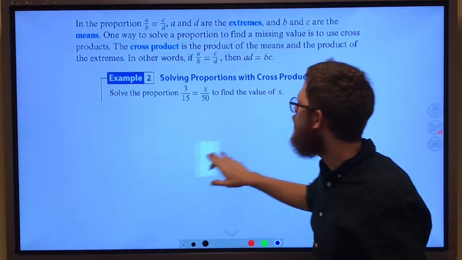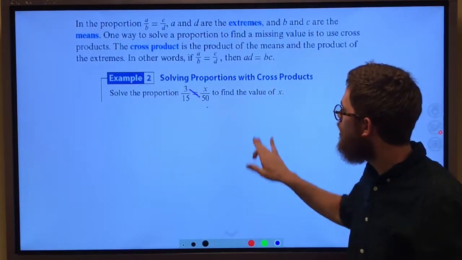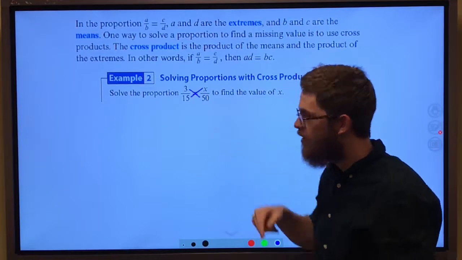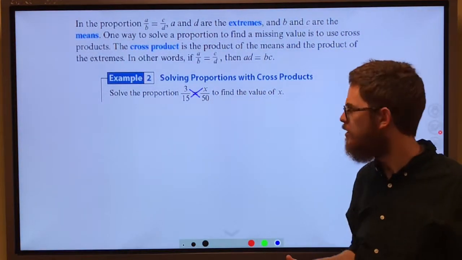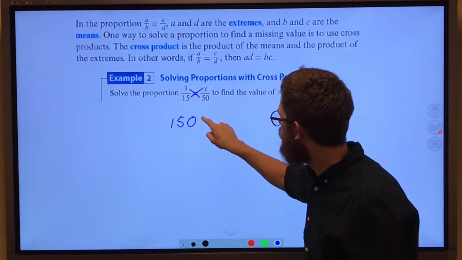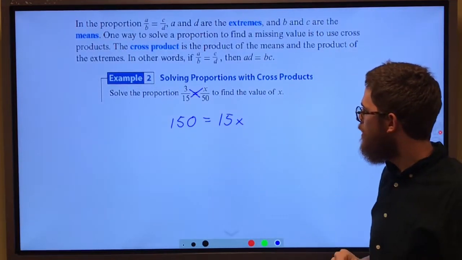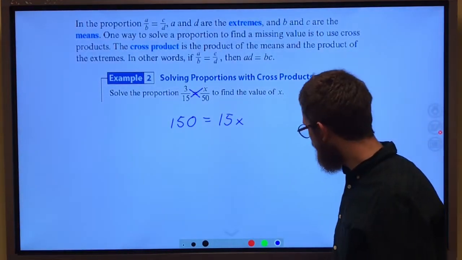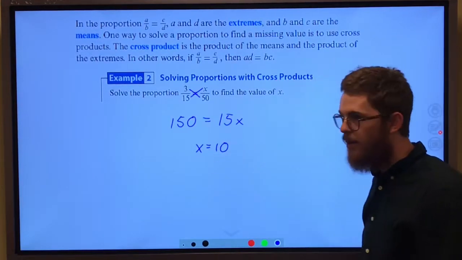But what we can do is solve the proportion by multiplying together the extremes, multiplying together the means, the two values that are kind of not so large. 3 times 50 is 150, so we multiply the extremes. We set that equal to the product of the means. So 150 equals 15x, divide by 15, and of course x would come out to be 10.